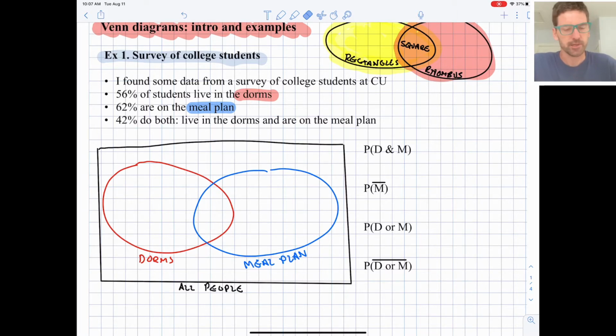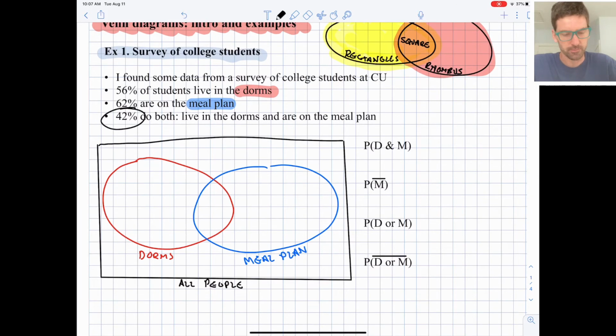So what I always like to do for these is to think about the both first. Okay, so this is my both right here. 42% are in both. And by the way, I hope you're realizing that the entire box needs to be 100%. Okay, so that's all the people we surveyed. 56% of students live in the dorm. So here's a common mistake. People write that, 56% right there. Okay, but that's not going to be true because we want those 42% to be part of the 56%.